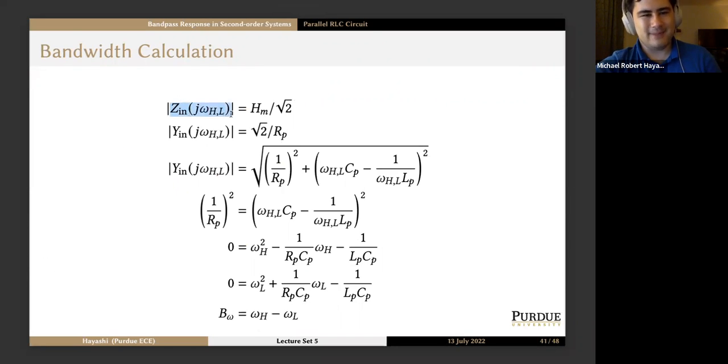So Z_N in magnitude is going to be equal to H of M over square root of 2 when we apply omega H or omega L. Here I'm using omega H comma L in subscript to denote it could be either one of those. Well, the impedance or the admittance magnitude is just the reciprocal of that, so square root of 2, and H_M is equal to R_P.